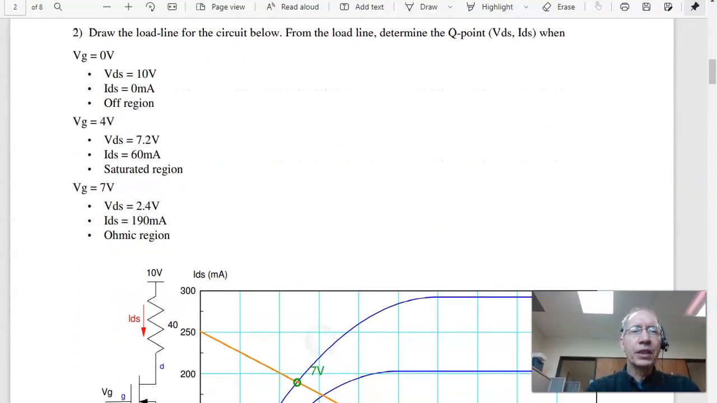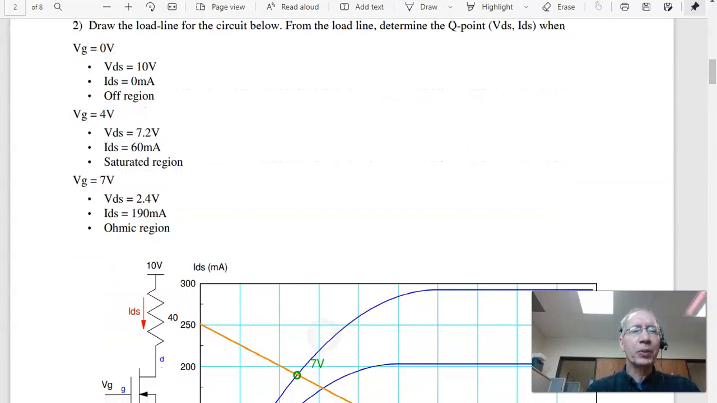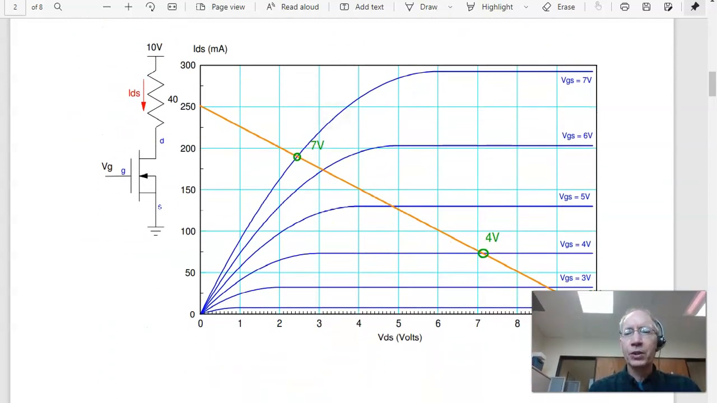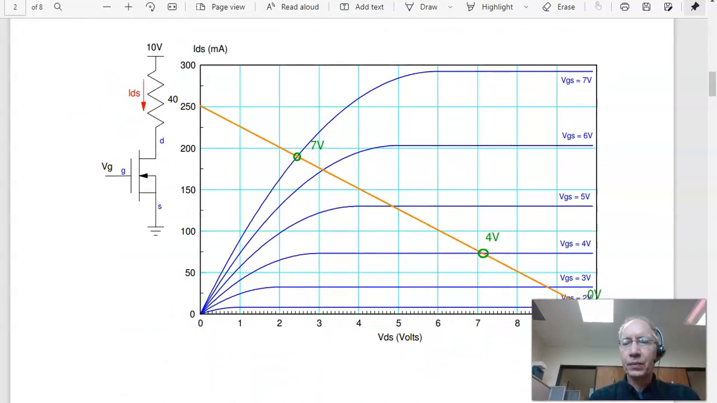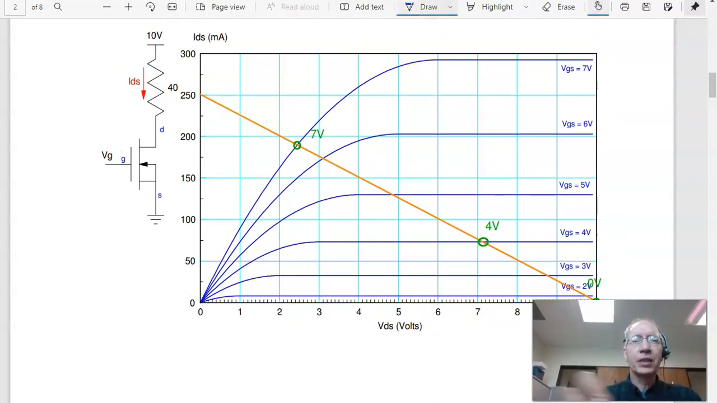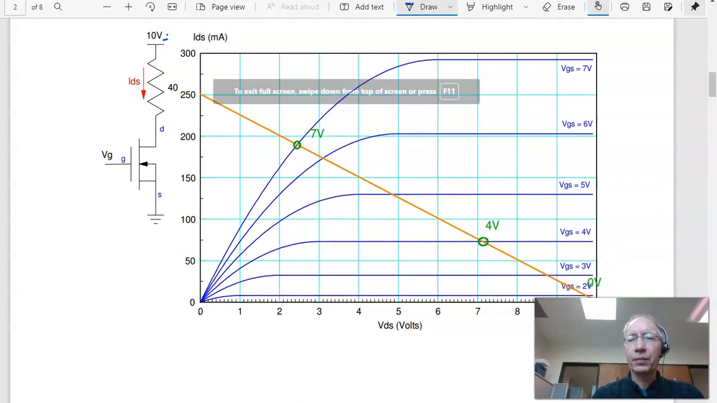Problem 2 says draw the load line and find the operating point when the gate voltage is 0, 4, and 7 volts. So for the load line, the x-intercept is at 10 volts. That's up here. When the current is 0, I'll have 10 volts across it, down in the lower left corner.